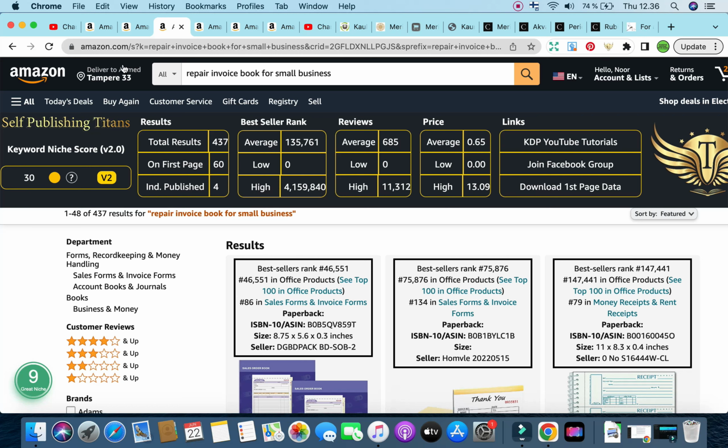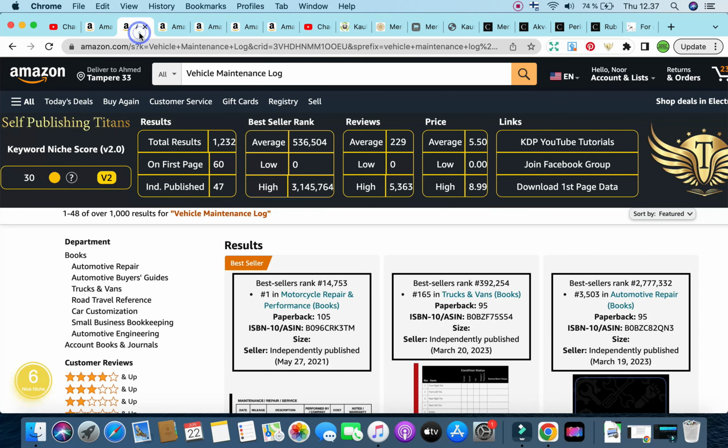The second, or should I say the third keyword for today's video, is vehicle maintenance log. And this is about maintaining your vehicle. It could be a car, a truck, or a taxi. But to maintain it, you need to have a logbook. And a lot of people would like something that they can hold in the hand. Some people like to do it electronically, but usually people like something that they can easily access on hand, something that they can put in the car, something that's preferably travel size as well.